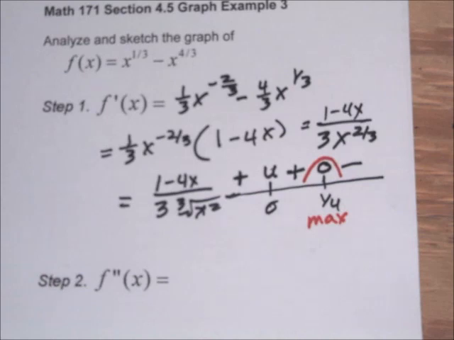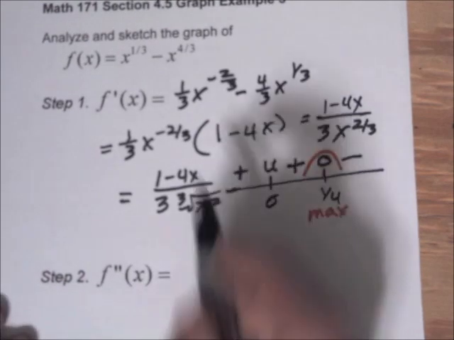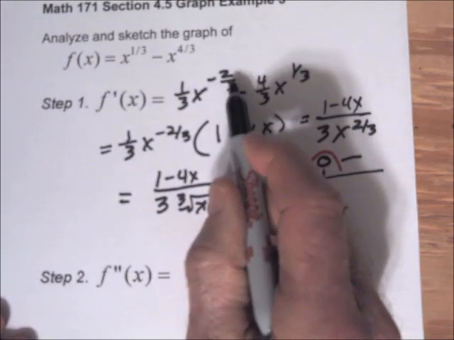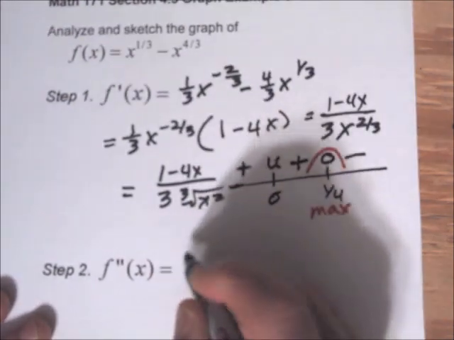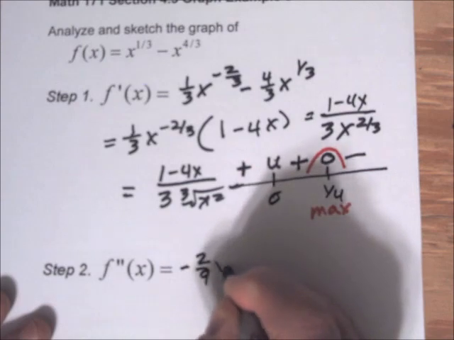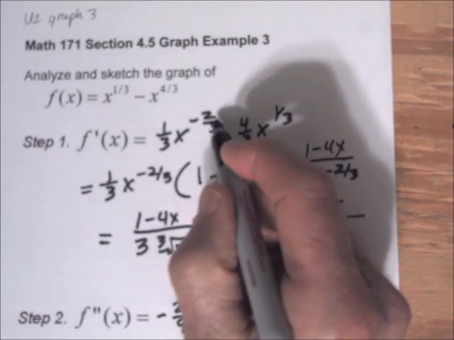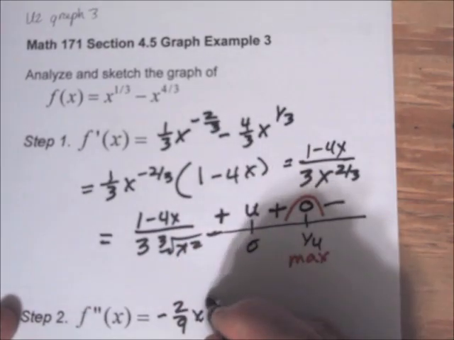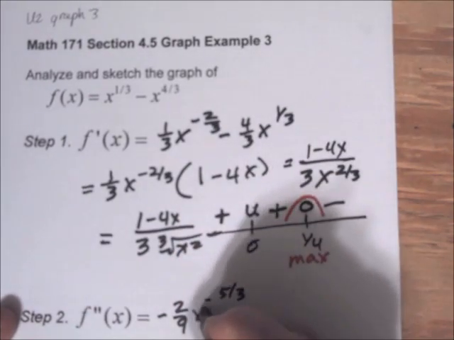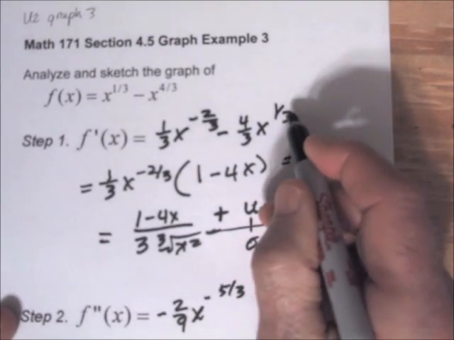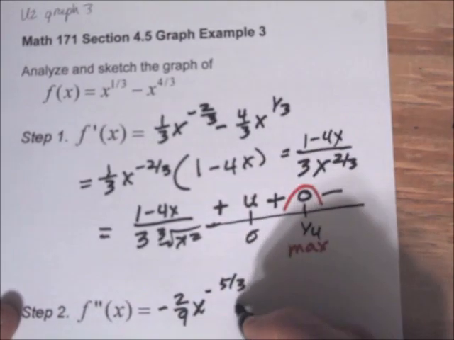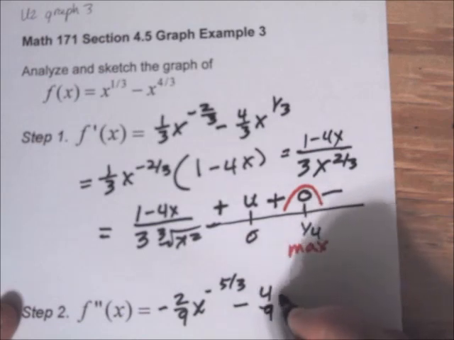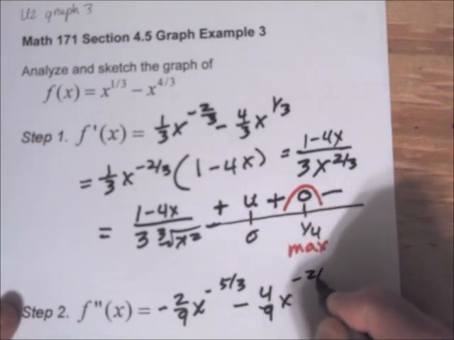Okay, so let's take a look at the second derivative. So the second derivative is the derivative of the derivative. So we go back to this formula here. A negative 2/3 times 1/3 would be negative 2/9, and then subtract 1 from the exponent. So there'd be negative 2/3 minus 1, which is negative 5/3. And then 1/3 times 4/3 is 4/9. Subtract 1 from the exponent, that'll give us negative 2/3.